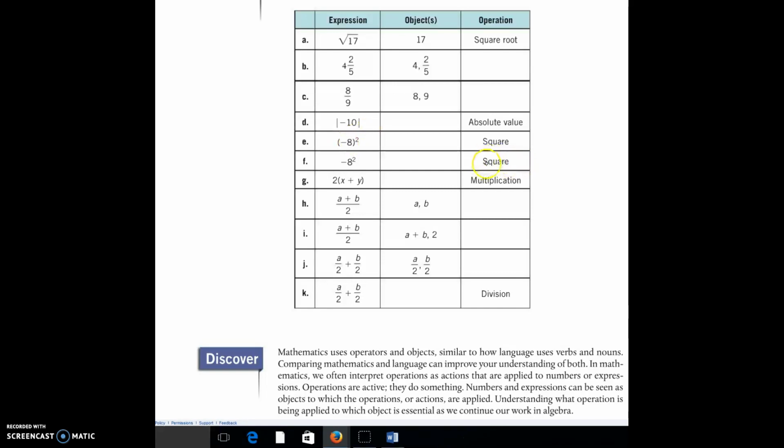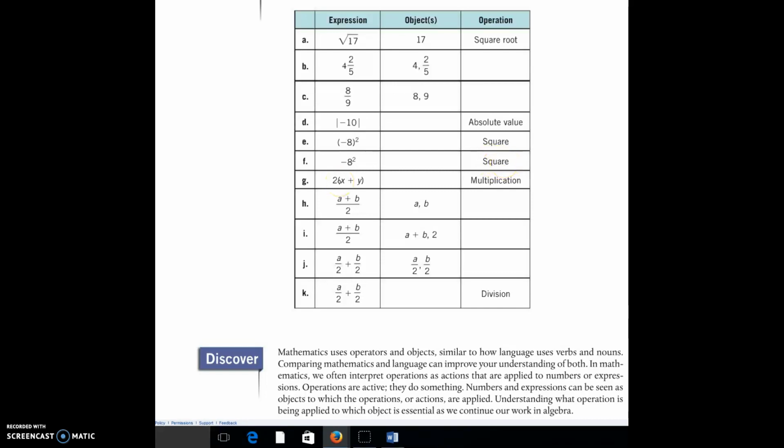Now, I disagree with your book on this one. Here, I would say the object is 8, which they would agree with me as well. But I would say there's two operations going on. You're squaring first, and then you're making the opposite. So that's why this one's a positive 64, because the object's a negative 8, and you're squaring. Here, the object is 8, and you square it, but then make it opposite. So it's a negative 64. So I would add the word opposite to that.